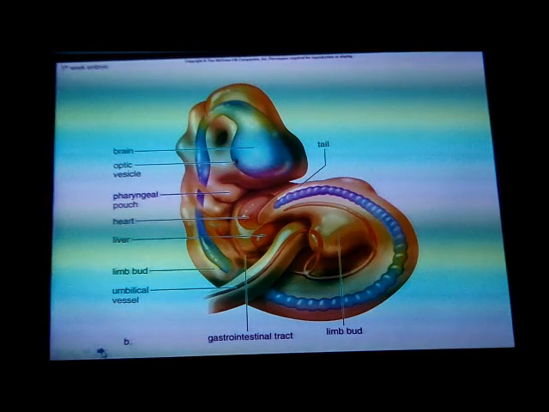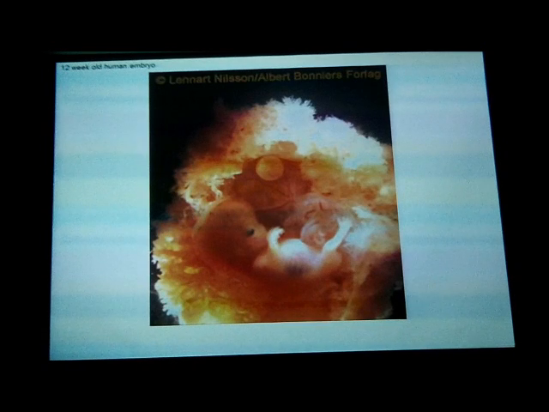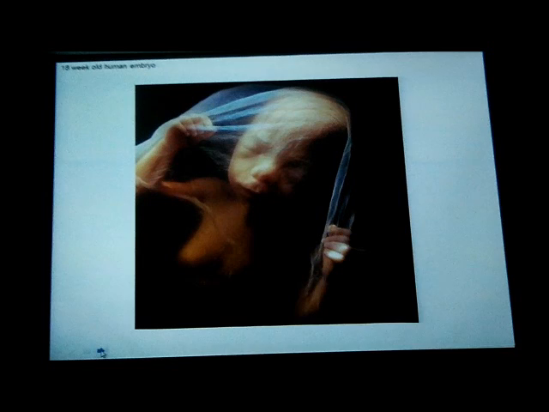Some of the different parts. Then later, a few weeks later, you start to look more like a person. You lose the tail. This is at 12 weeks. See, that last picture was 8 weeks, 12 weeks, 18 weeks. You're sitting there in your amniotic membrane that holds water around your body so that the cells can survive. The cells would die if they dried out, so they need water.